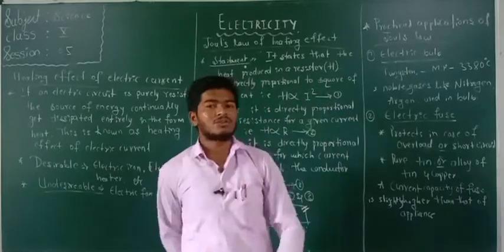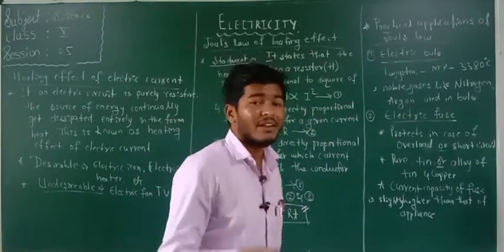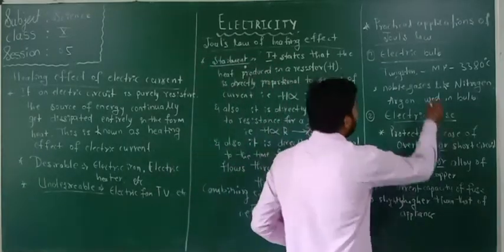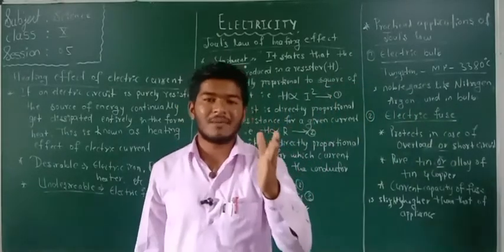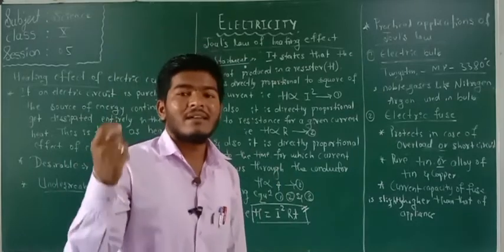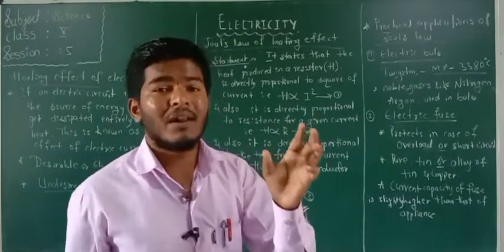Another question may arise in your mind: why do they use tungsten wire in the bulb as a filament? Because it has a high melting point of 3380 degrees Celsius. In your examination they may ask a 1 mark question: give reason why the filament called tungsten is used in the bulb. Why?